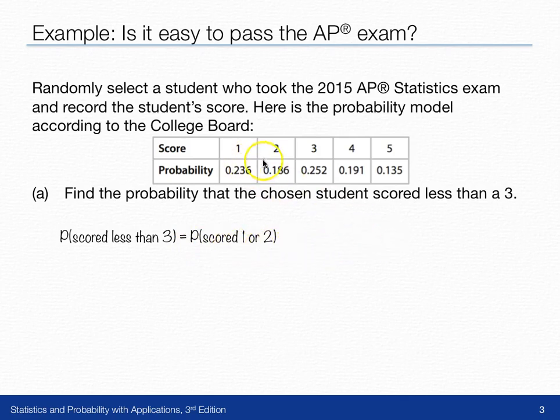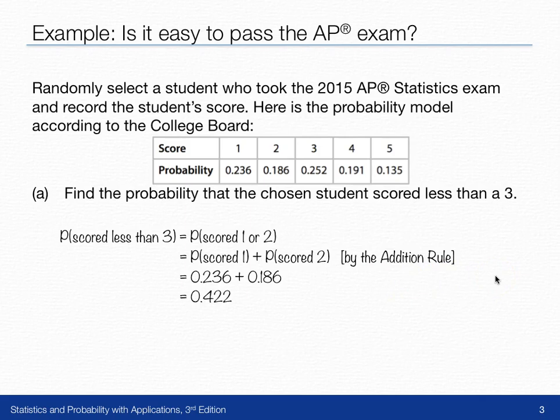Now, 1s, 2s, 3s, 4s, and 5s are mutually exclusive events. That means that a student who scored a 1, for instance, could not possibly have scored any other score. And so in this scenario, we can use the addition rule for mutually exclusive events to say that the probability that a student scored a 1 or 2 is equal to the sum of the probability that they scored a 1 and the probability that they scored a 2.